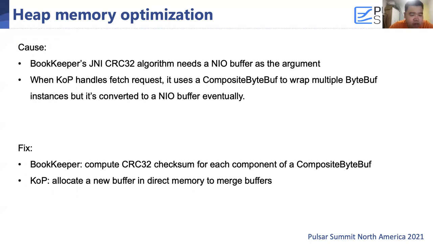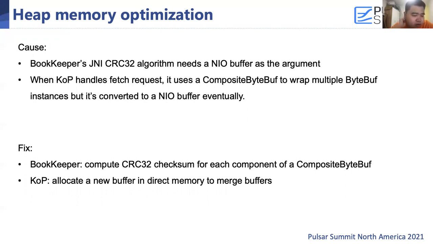But when we need to return memory records to the Kafka client, the memory records' internal byte buffer is an NIO buffer. So we need to convert it to an NIO buffer eventually.